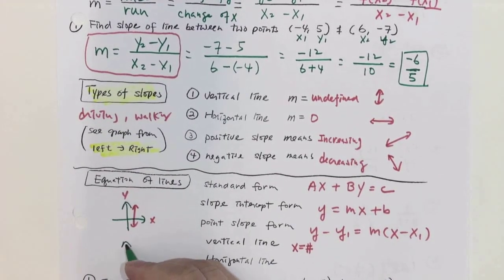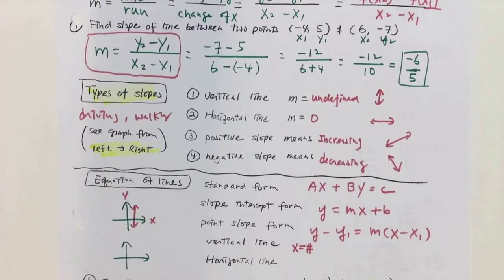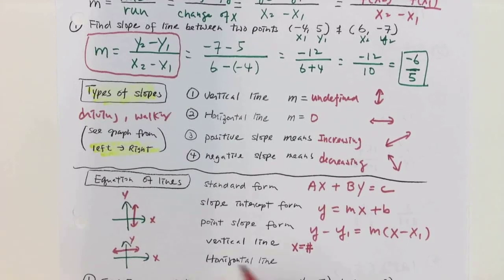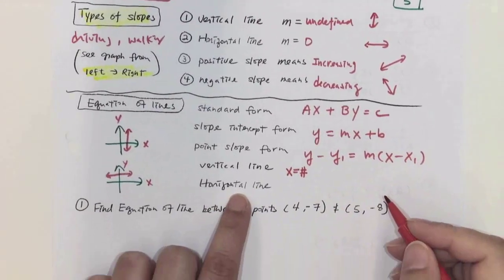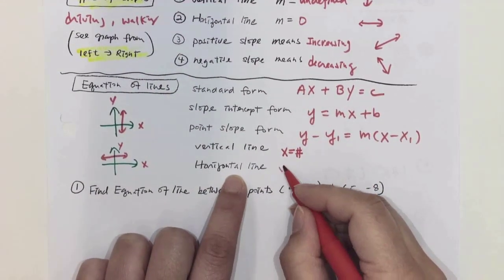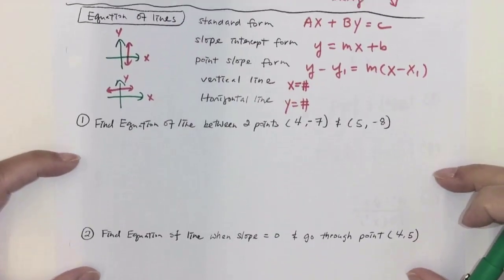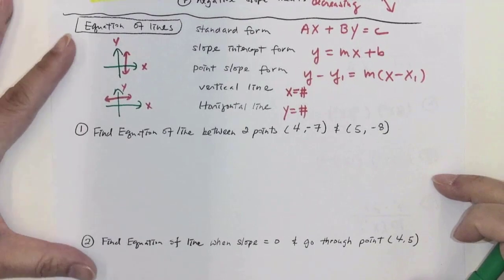And then if it's a horizontal line, it's going to cross the y-axis. So the answer for a horizontal line should look like what? Y equal to some number. Okay? Finding the equation of a line is another really important topic in this class. You will do that a lot.